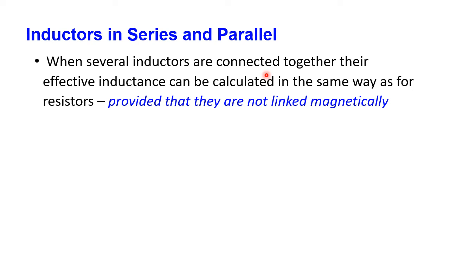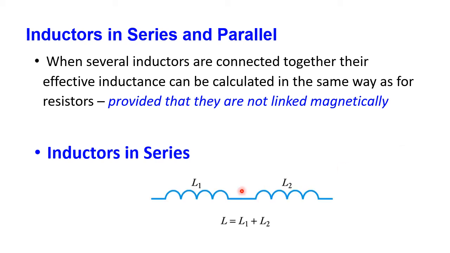For example, R1, R2 resistors connected in parallel, then the resultant resistance is 1 by R equals 1 by R1 plus 1 by R2. But in this case, what will happen? For that purpose, first, inductors are in series. If you connect like this, so both are connected in series, means as like resistors, those also will follow the same resultant: L equals L1 plus L2.